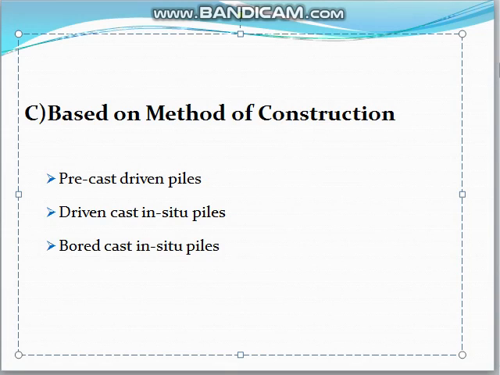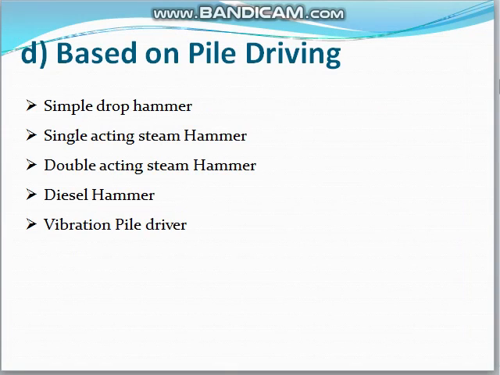Okay. We'll see the next slide, based on the pile driving. Based on the pile driving, there are 5 types of piles. One is the simple drop hammer, single acting steam hammer, double acting steam hammer, diesel hammer, and vibration pile driver. Let us see each and every one. First one is the simple drop hammer.